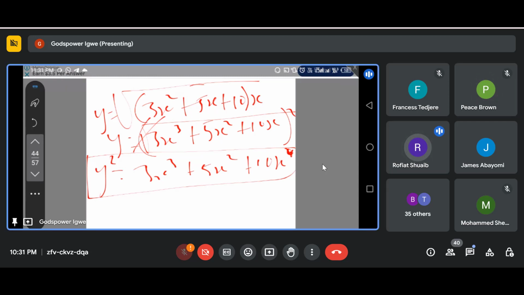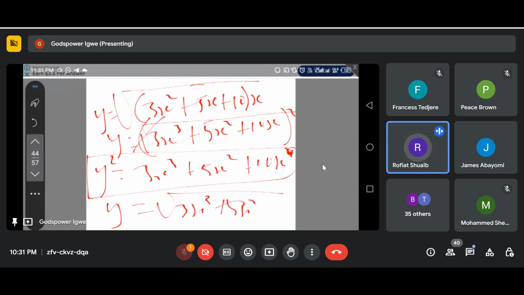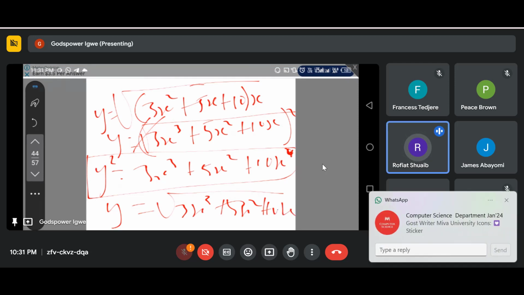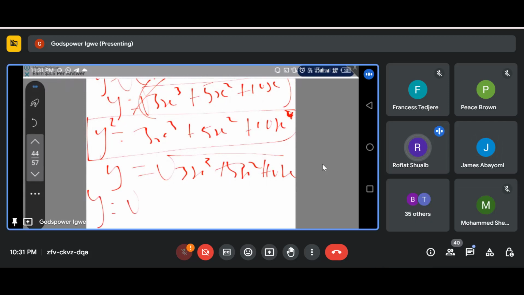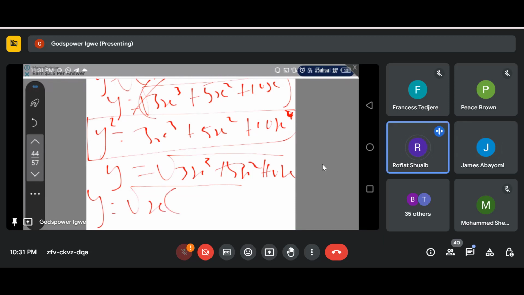It cannot even be the final answer because it's y squared, and y squared cannot be the final answer. It has to be y equal to the square root of 3x cubed plus 5x squared plus 10x. That can be the answer. Or we take a simple term out, then we say this will be... Mr. Godspower, yes.